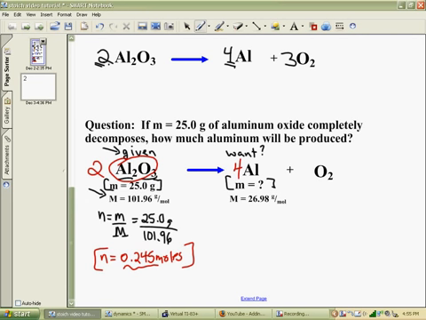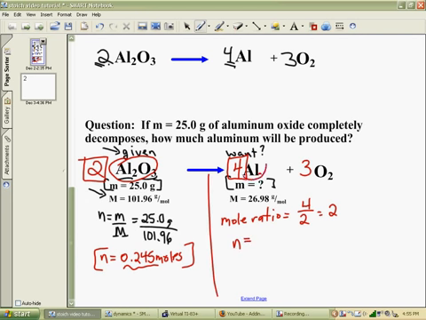for every 2 of these, I get 4 of them. So I like to use a mole ratio from a balanced equation and see that I get 4 over 2, or twice as much. Twice as much aluminum as aluminum oxide. So my moles for aluminum is twice as much as the other number. The moles come in here, and you double it: 0.490.